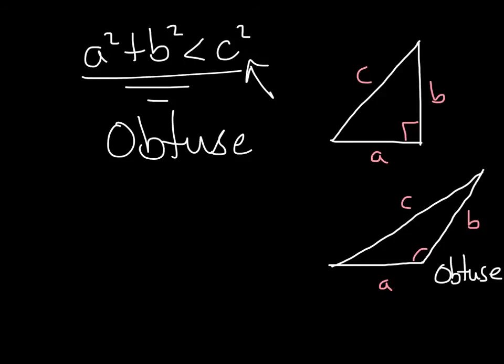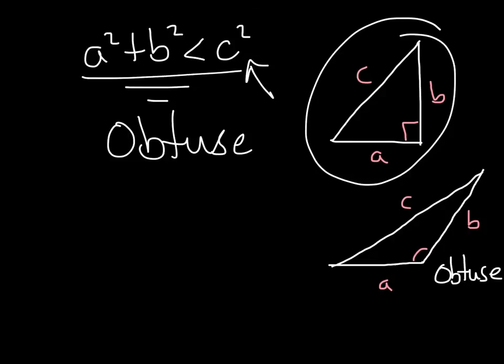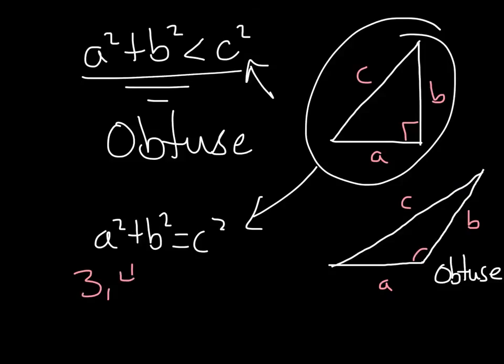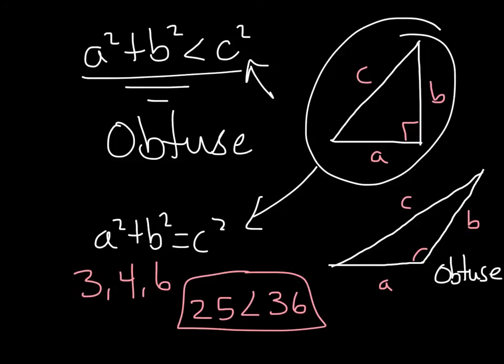Because the side C got longer, its squared value is now going to become greater than a squared plus b squared. Because we know in a right triangle that they're equal. So it makes sense if we've enlarged C, then all of a sudden C squared would be larger than the sum of a squared plus b squared. So in that last example, I believe we had the values of 3, 4, and 6, and when we plug those in, we had the statement that 25 is less than 36. That is, C squared was greater than the sum of a squared and b squared. So that means that must be an obtuse triangle.